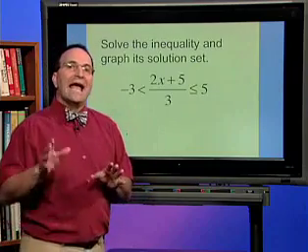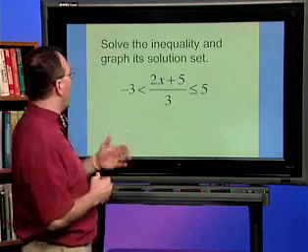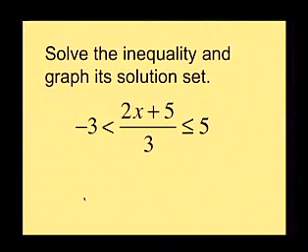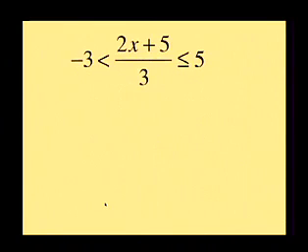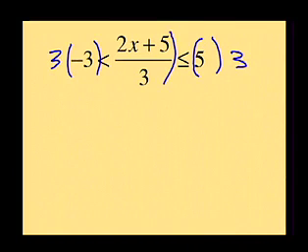Solve the inequality and graph its solution set, and we have negative 3 is less than (2x plus 5) divided by 3, and that's less than or equal to 5. So let me create some more room here, and we're going to solve this both sides simultaneously. The first thing that I'm going to want to do is multiply by that LCD on the left side, on the right side, as well as in the middle.